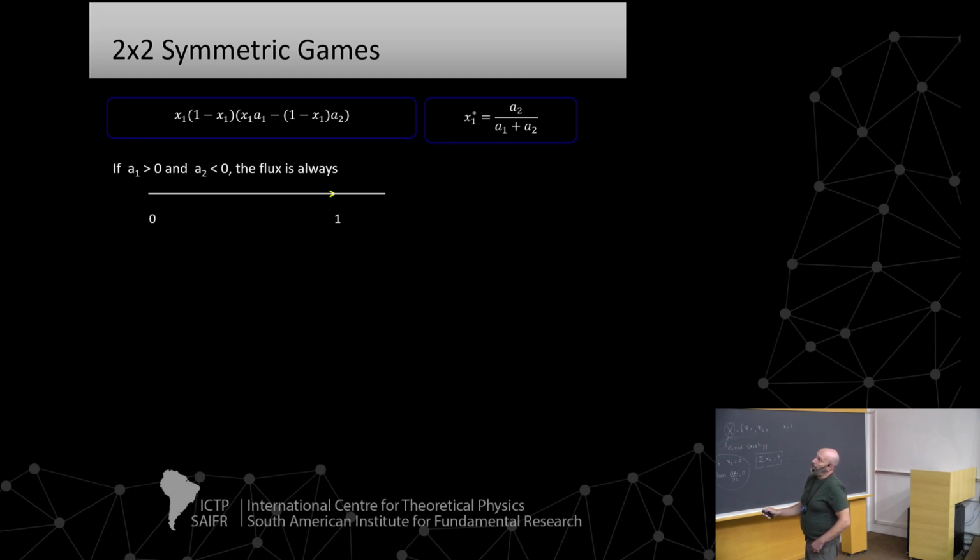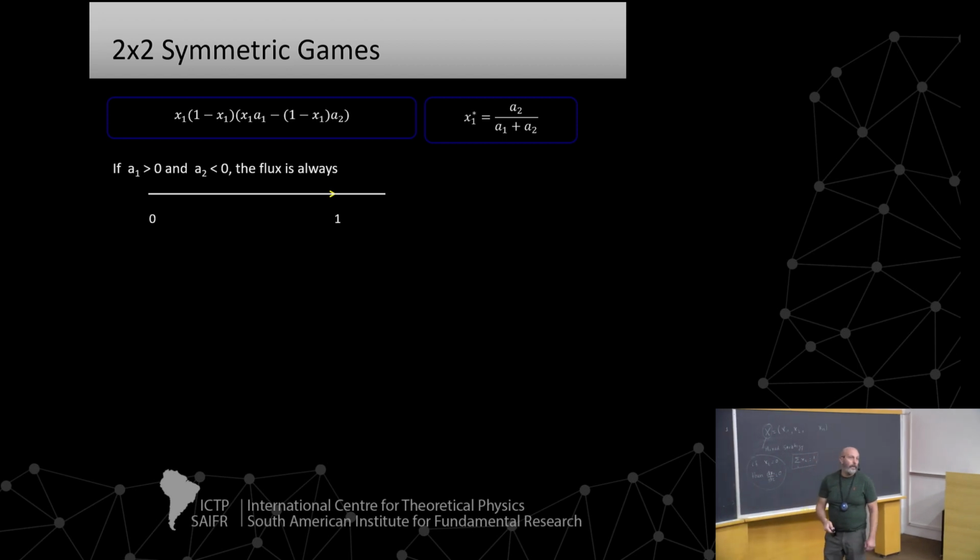0 is not a steady state, and this point here is not a possible point because this value will not fall between 0 and 1. So in this case, when A1 is greater than 0 and A2 is less than 0, this equilibrium exists, but it's not an allowed strategy because the value here is not between 0 and 1. Okay?